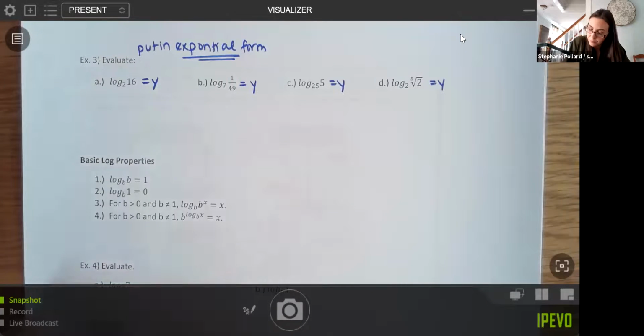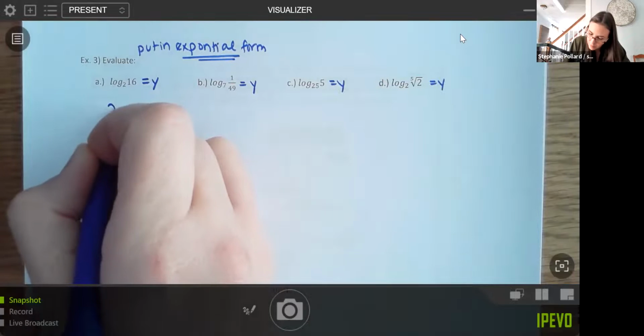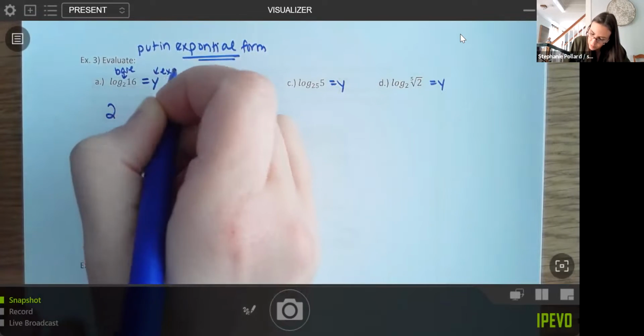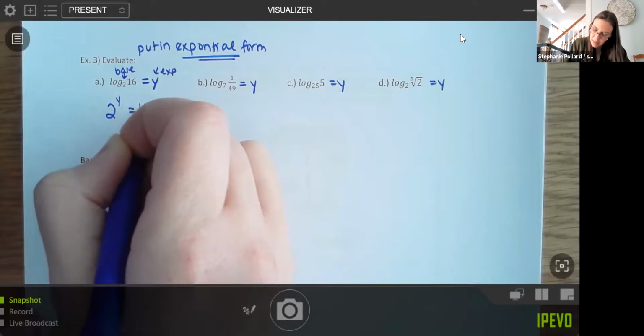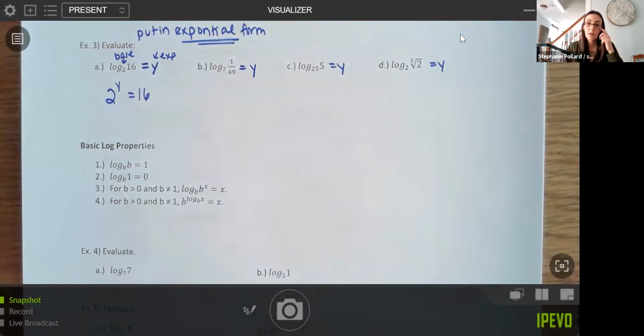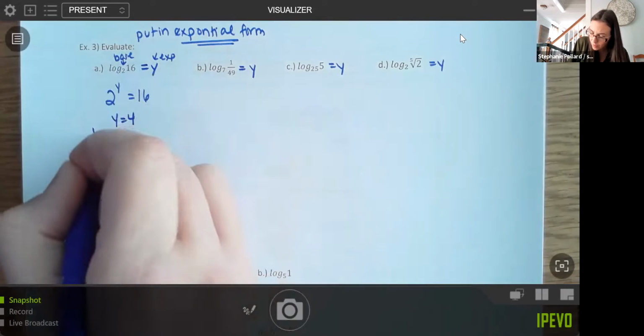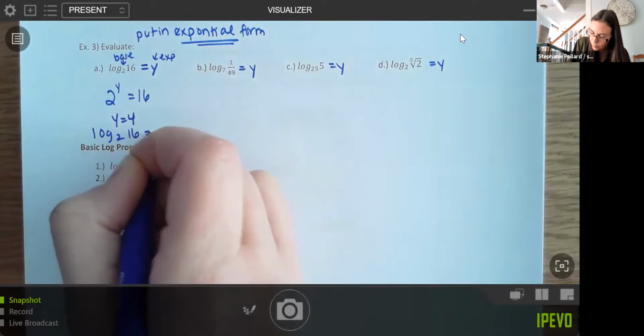So I'm going to do that here. Here's my base, right? There's my base. And remember, the answer is the exponent. So it's going to be 2 to the y power is equal to 16. And then now you want to solve this. So think about it. What exponent would give us 16 when it's applied to 2? So let me think. 2 times 2 is 4, times 2 is 8, times 2 again is 16. So if I multiply that 2 4 times, I get 16. So my y here must be 4. So my answer, log base 2 of 16, is equal to 4.